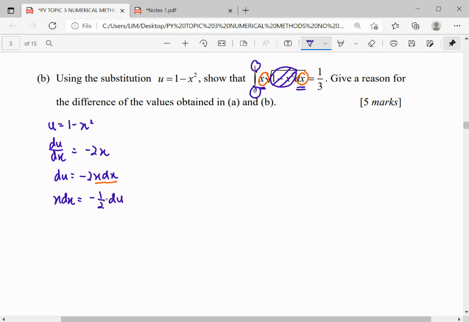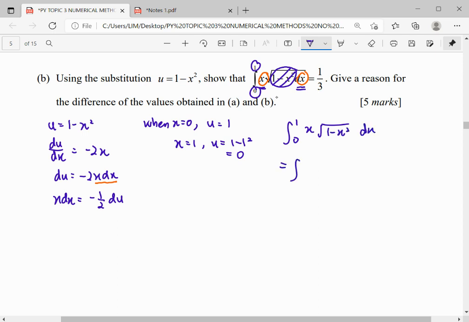Now the values of x. When x is 0, we find that u is 1. When x is 1, u will be 1 minus 1 squared, which is 0. Substitute our assumption, our u equation here, so that we change everything in terms of u. After that, we can start to integrate: integral from 0 to 1 of x times the square root of 1 minus x squared dx.